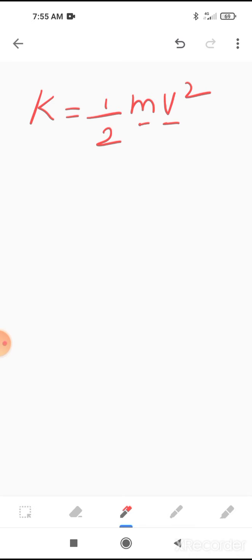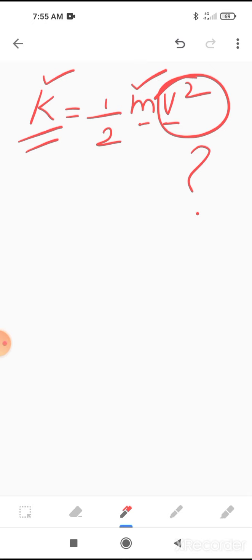Next question, example 7. How fast should a man of 50 kg run so that his kinetic energy is 625 joule? In this question, again use the same formula. Here kinetic energy is given 625 joule. Mass is given, v we have to find out. That is the only difference.